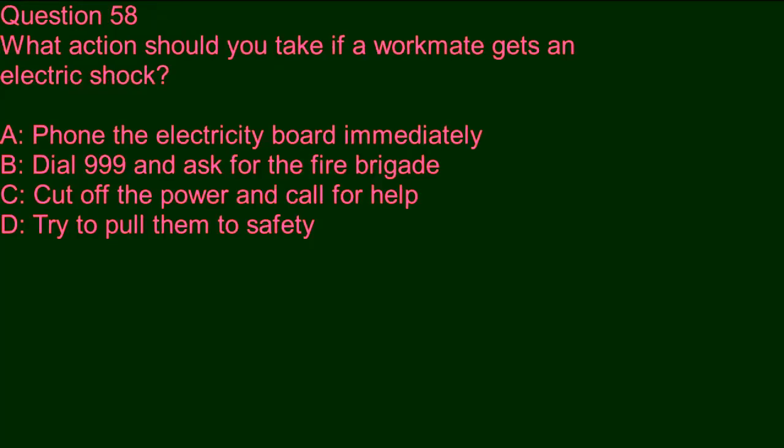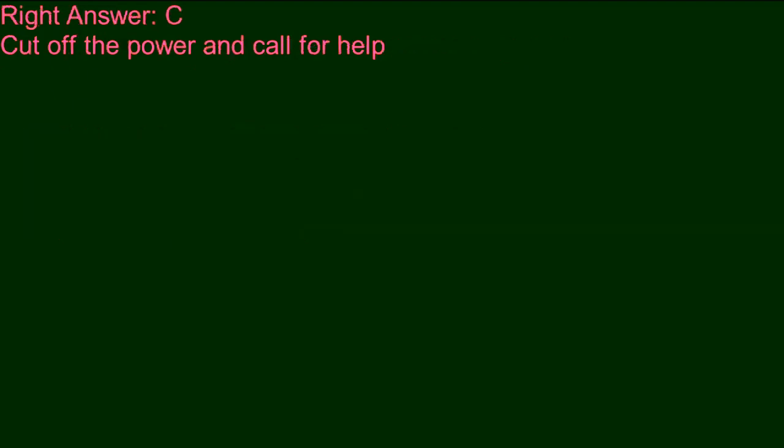Question 58. What action should you take if a workmate gets an electric shock? A. Phone the electricity board immediately. B. Dial 999 and ask for the fire brigade. C. Cut off the power and call for help. D. Try to pull them to safety. Right answer, C. Cut off the power and call for help.